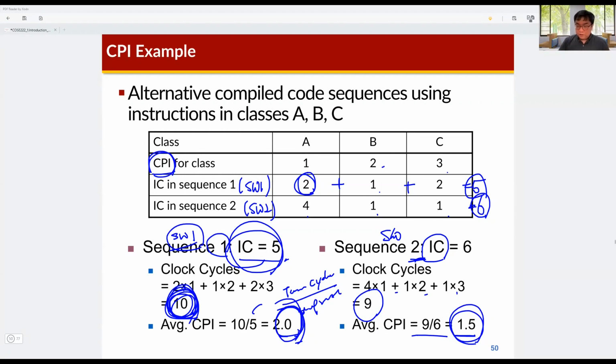So try to understand this. There are different kinds of instructions, and different software has different mixes of instructions. So we learned how to calculate CPI.